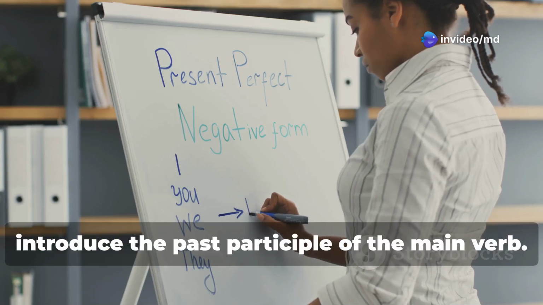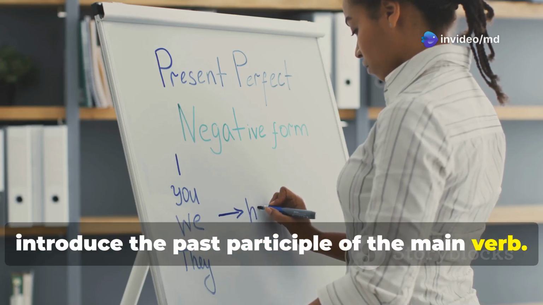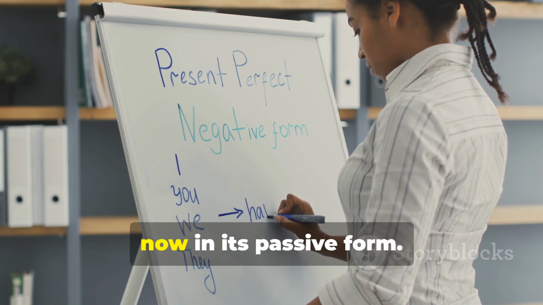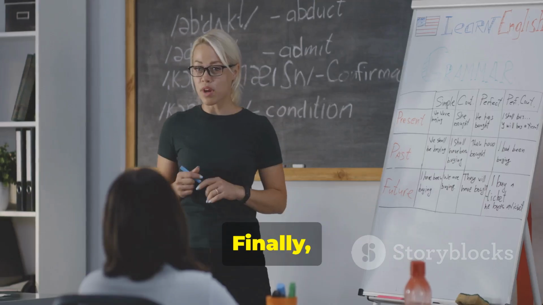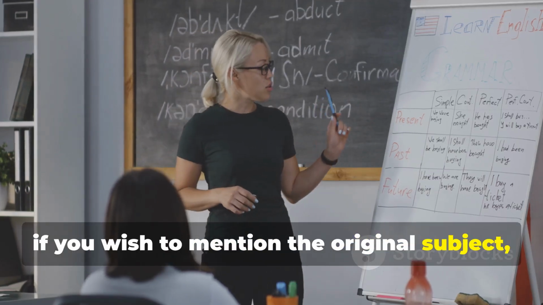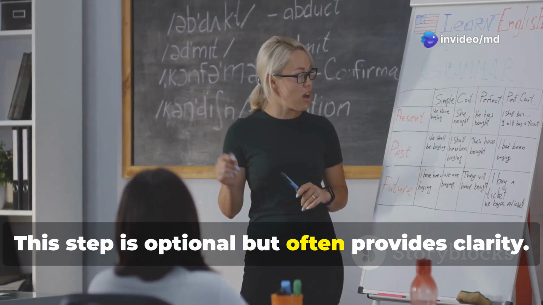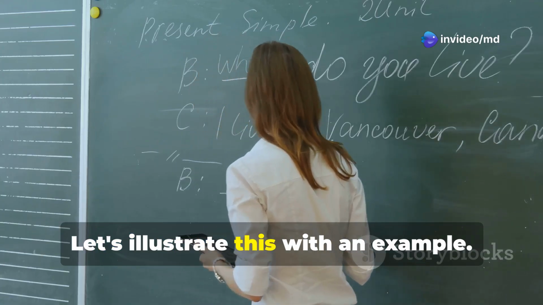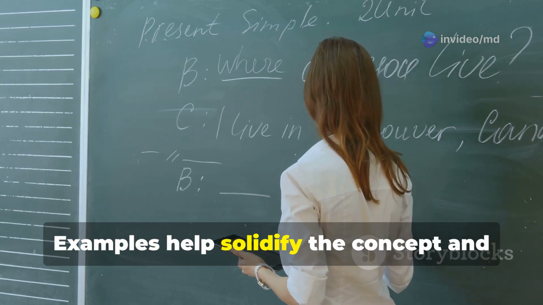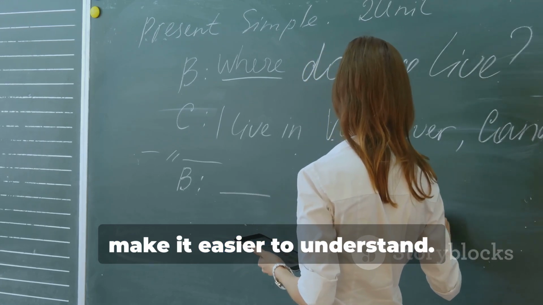Next, introduce the past participle of the main verb. This is the action that was performed, now in its passive form. Finally, if you wish to mention the original subject, introduce it with "by." This step is optional but often provides clarity. Let's illustrate this with an example. Examples help solidify the concept and make it easier to understand.